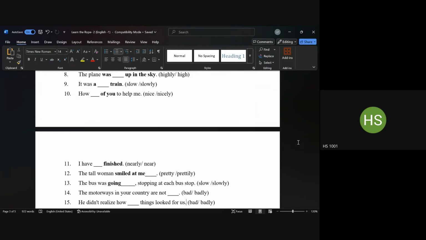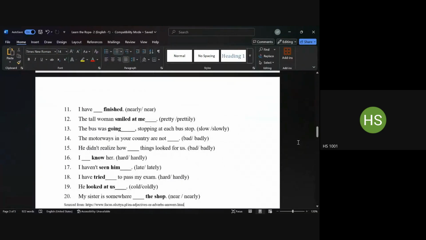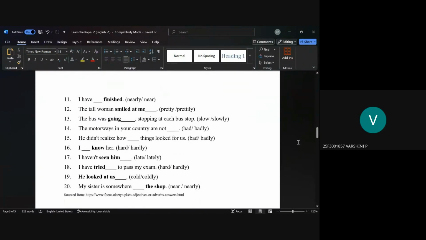11th one, I have dash finished. Nearly finished. I have nearly finished. So how have I finished? I've nearly finished. Okay. The tall woman smiled at me prettily. How did she smile? Prettily. Right?